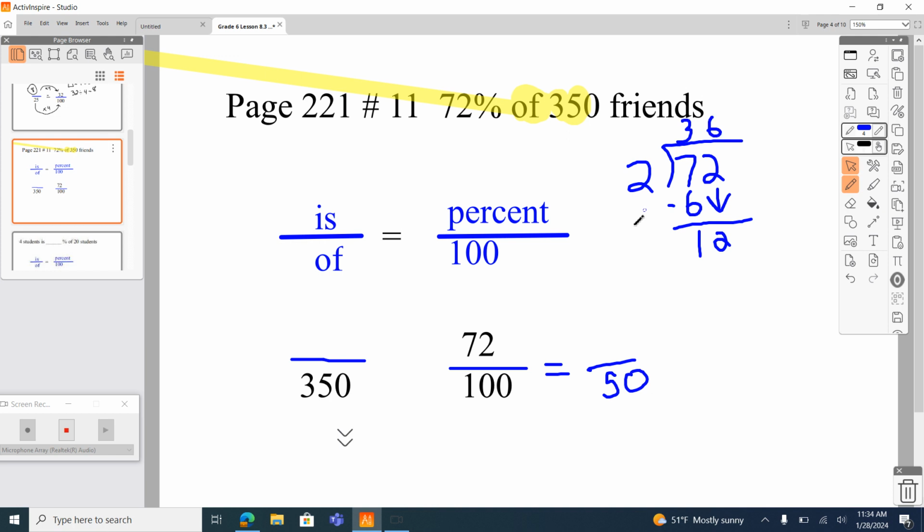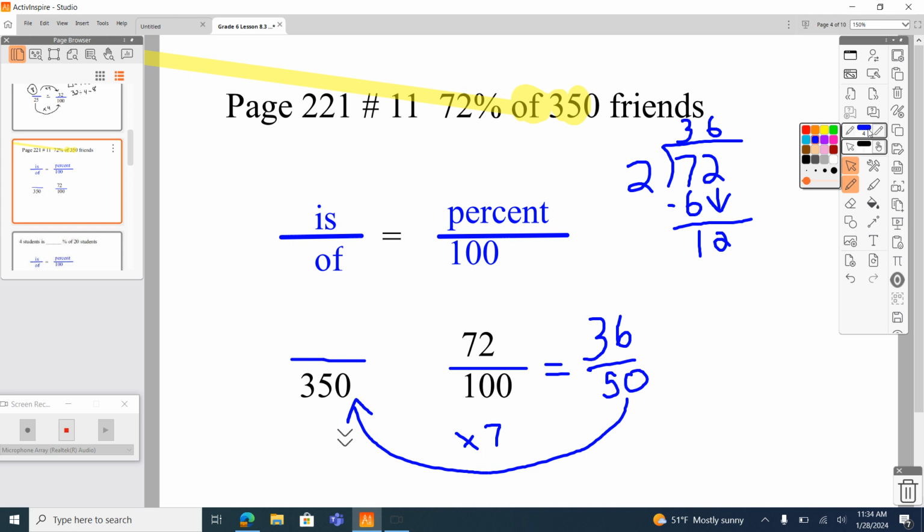So this might be a little bit easier. If I cover up these zeros, 5 times 7 is 35. So 50 times 7 is 350. Doing the same thing on the top, I'm just changing the color so you can keep track of my red here. I'm going to do the same thing to the top, so 36 times 7.